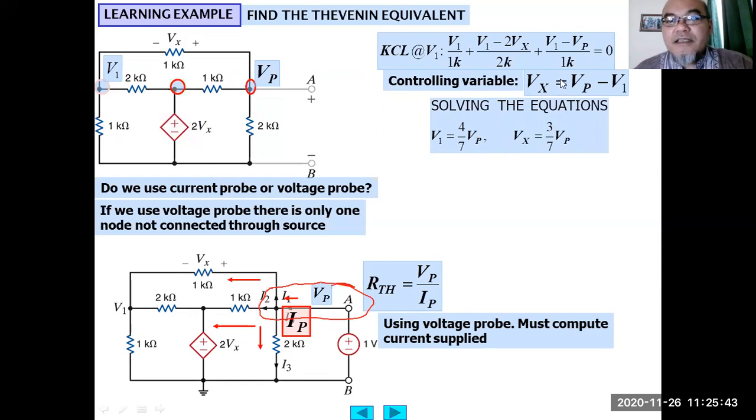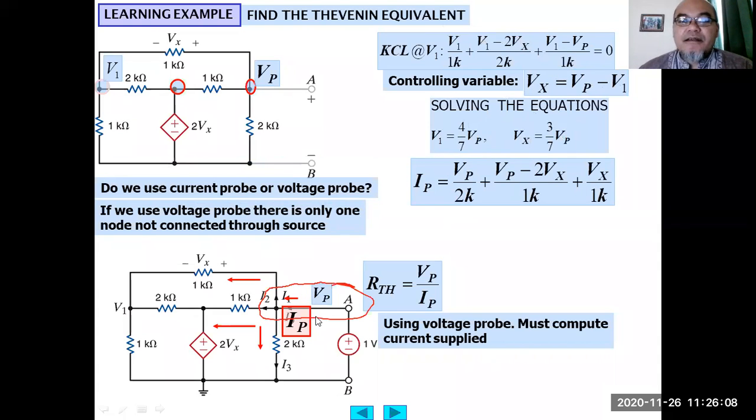Then solving the equations, we replace Vx and obtain the relationship between V1 and VP. Alternatively, if we replace V1 with VP minus Vx, we obtain this relationship.